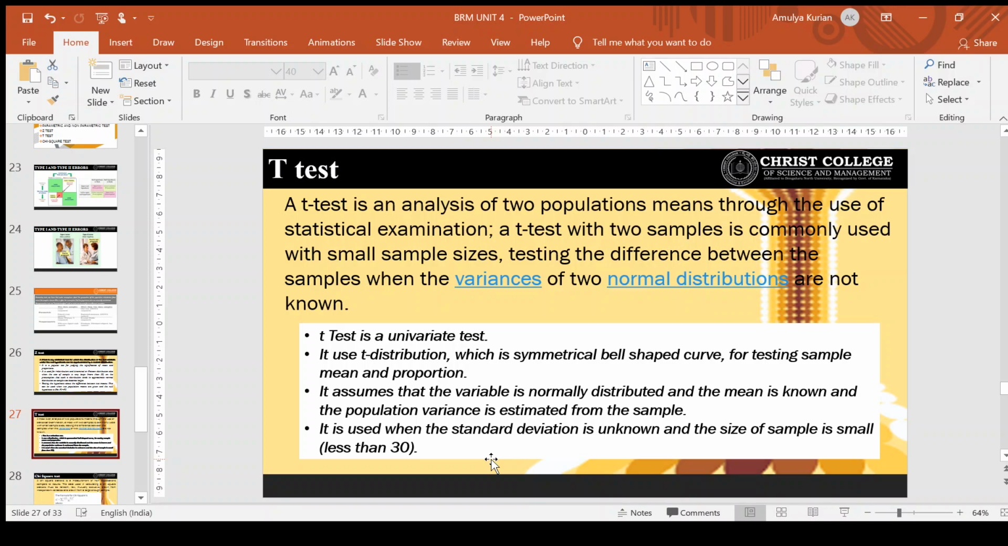Again, this is a parametric test because the distribution is known and it is based on the normal distribution curve. Yes, so hope it is clear. T-test, the sample size is less than 30. Z-test, the sample size is more than 30. Standard deviation is known in case of Z-test. In T-test, it is unknown. Then normal distribution in both the cases. Okay, so that's about t-test.